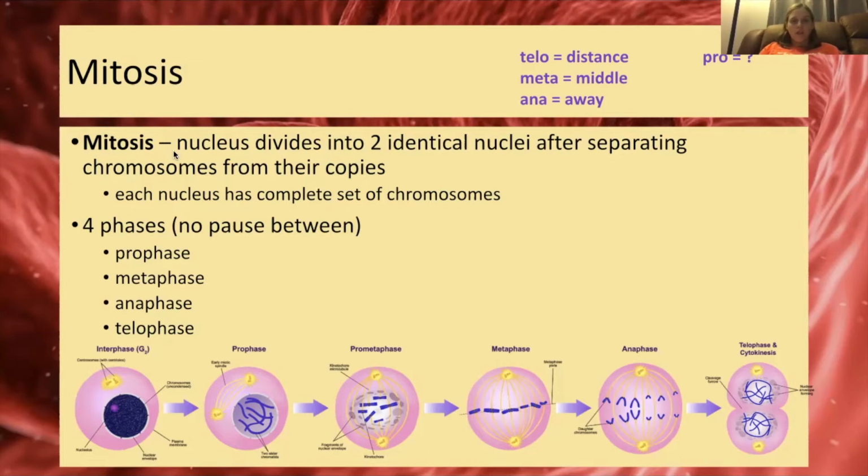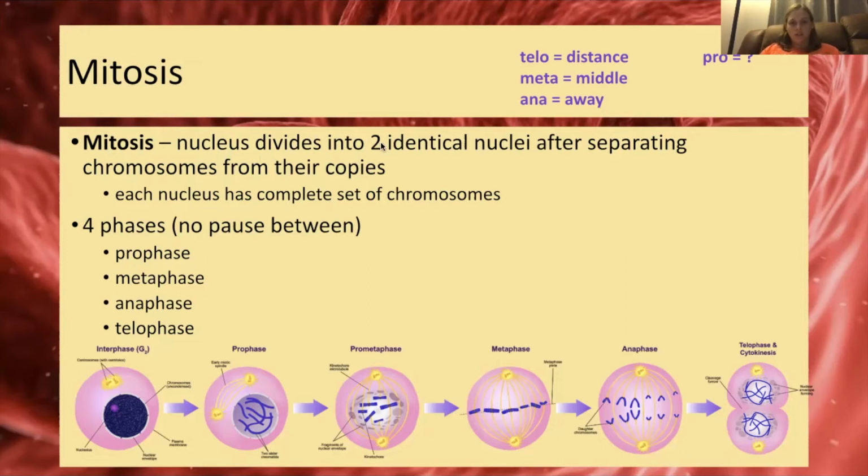Now, this is why prokaryotes do not go through mitosis. They do not have a nucleus to divide. So they go through a similar process called binary fission, but it happens without a nucleus and with circular chromosomes instead of linear chromosomes. But the underlying idea here, mitosis is the division of the nucleus.